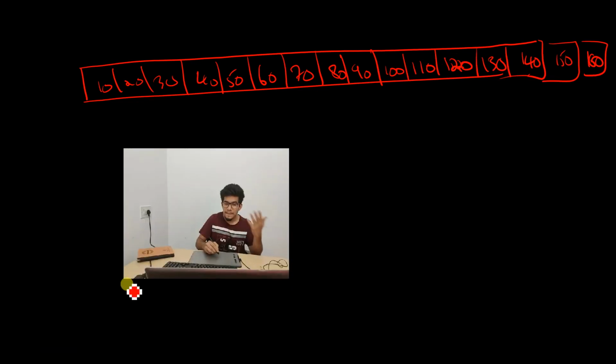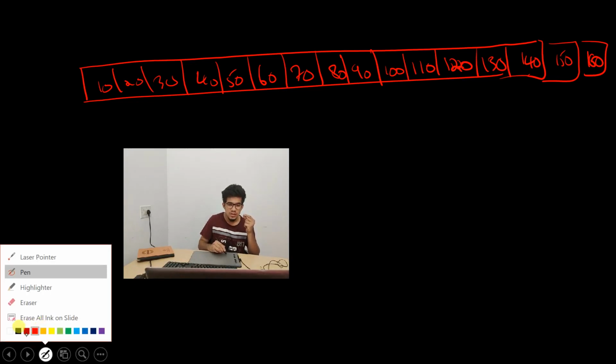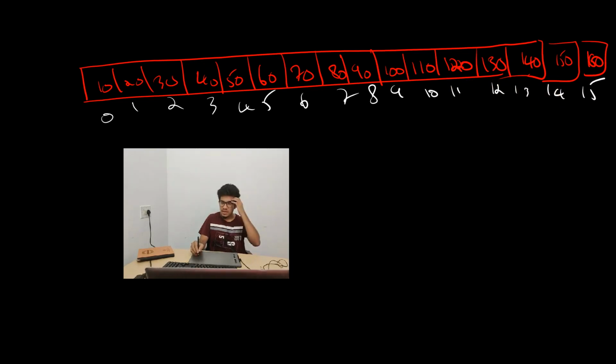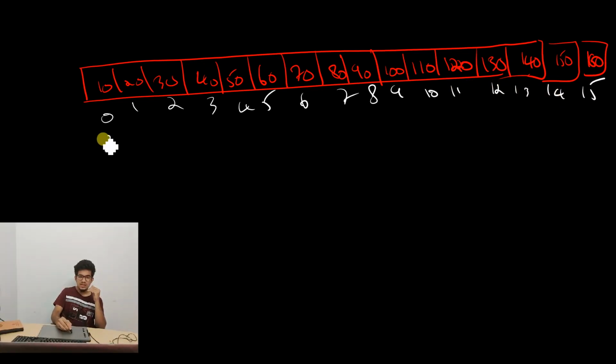So how many comparisons will it take if the element is not there? That is the worst case scenario. Let me write the indexes here: 0, 1, 2, 3, 4, 5, 6, 7, 8, 9, 10, 11, 12, 13, 14 and 15 index. So this is my starting. Now this is my ending. The mid is nothing but starting plus ending by 2. 0 plus 15 by 2, 15 by 2 is 7.5, means 7. This is my mid element now.